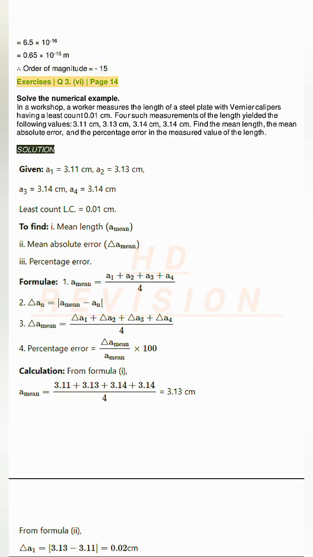Exercises Q3. B. Page 14. Solve the numerical example. In a workshop, a worker measures the length of a steel plate with vernier calipers having a least count 0.01 centimeters. 4 such measurements of the length yielded the following values: 3.11 centimeters, 3.13 centimeters, 3.14 centimeters, 3.14 centimeters. Find the mean length, the mean absolute error, and the percentage error in the measured value of the length.